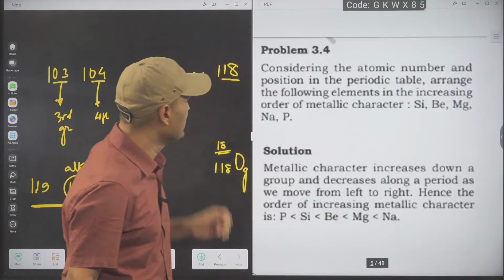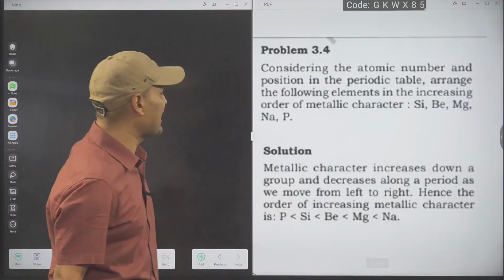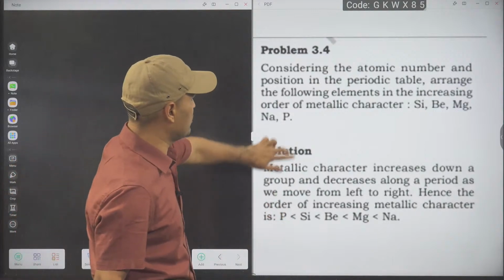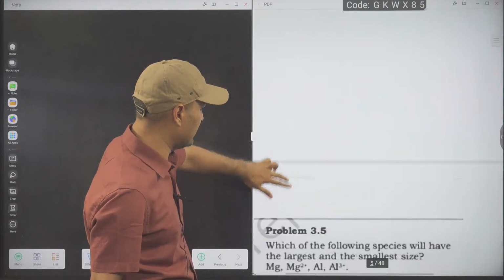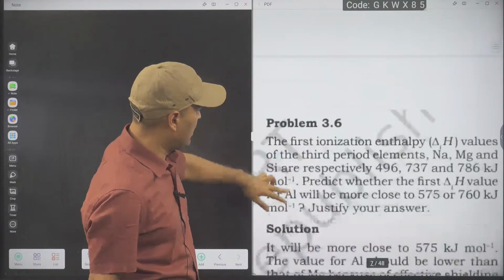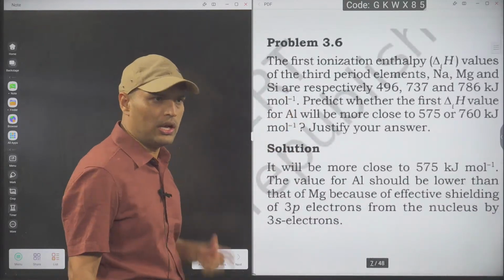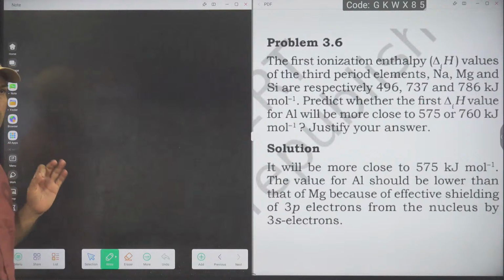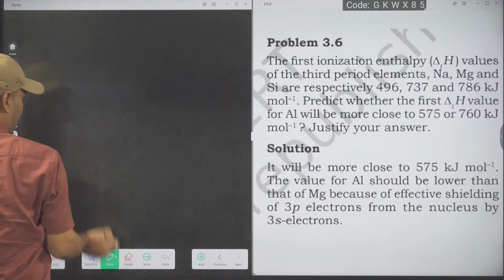Aja bhai. Next, metallic character and all. Now see, few questions are there based on metallic character, size, ionization energy and all. So I will tell you some theoretical part quickly, then we can do it.